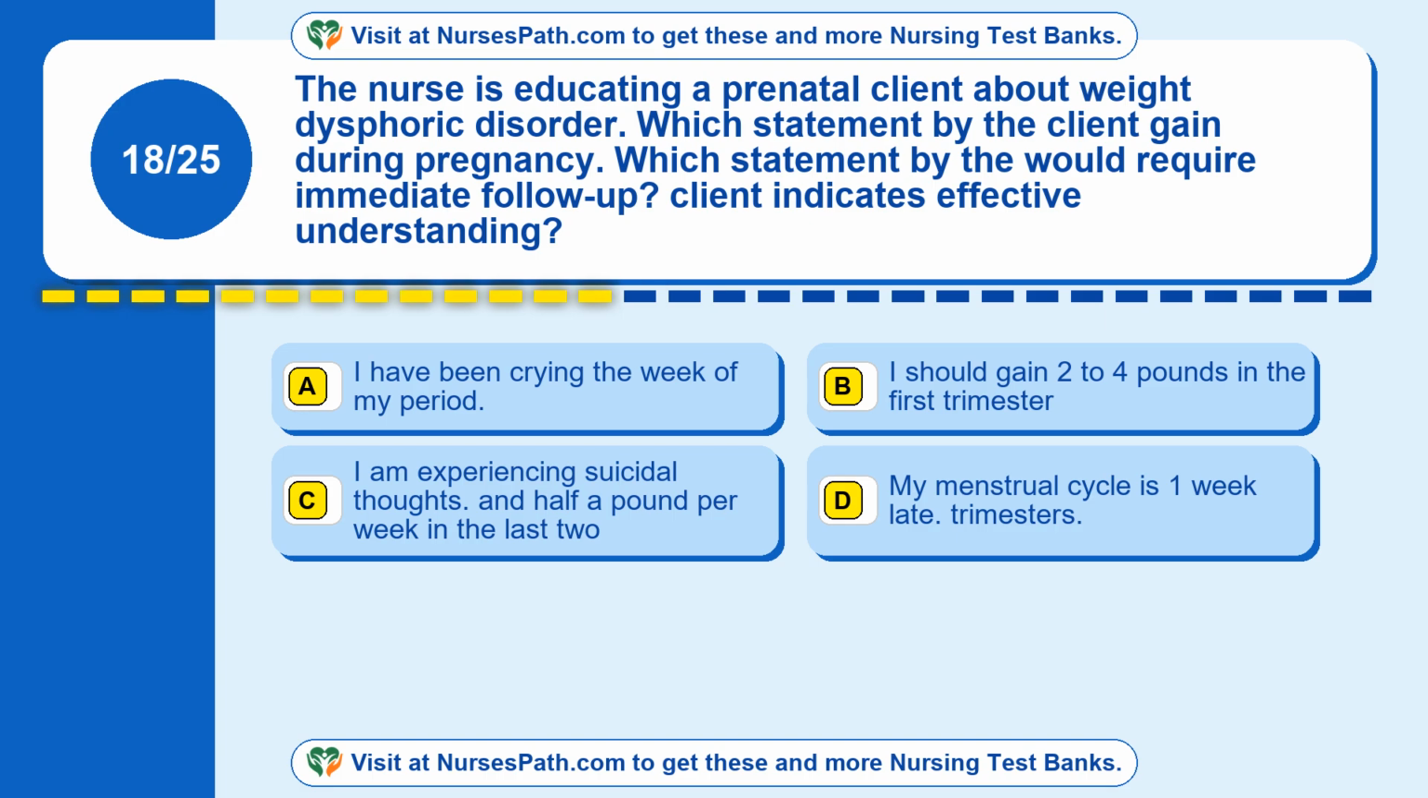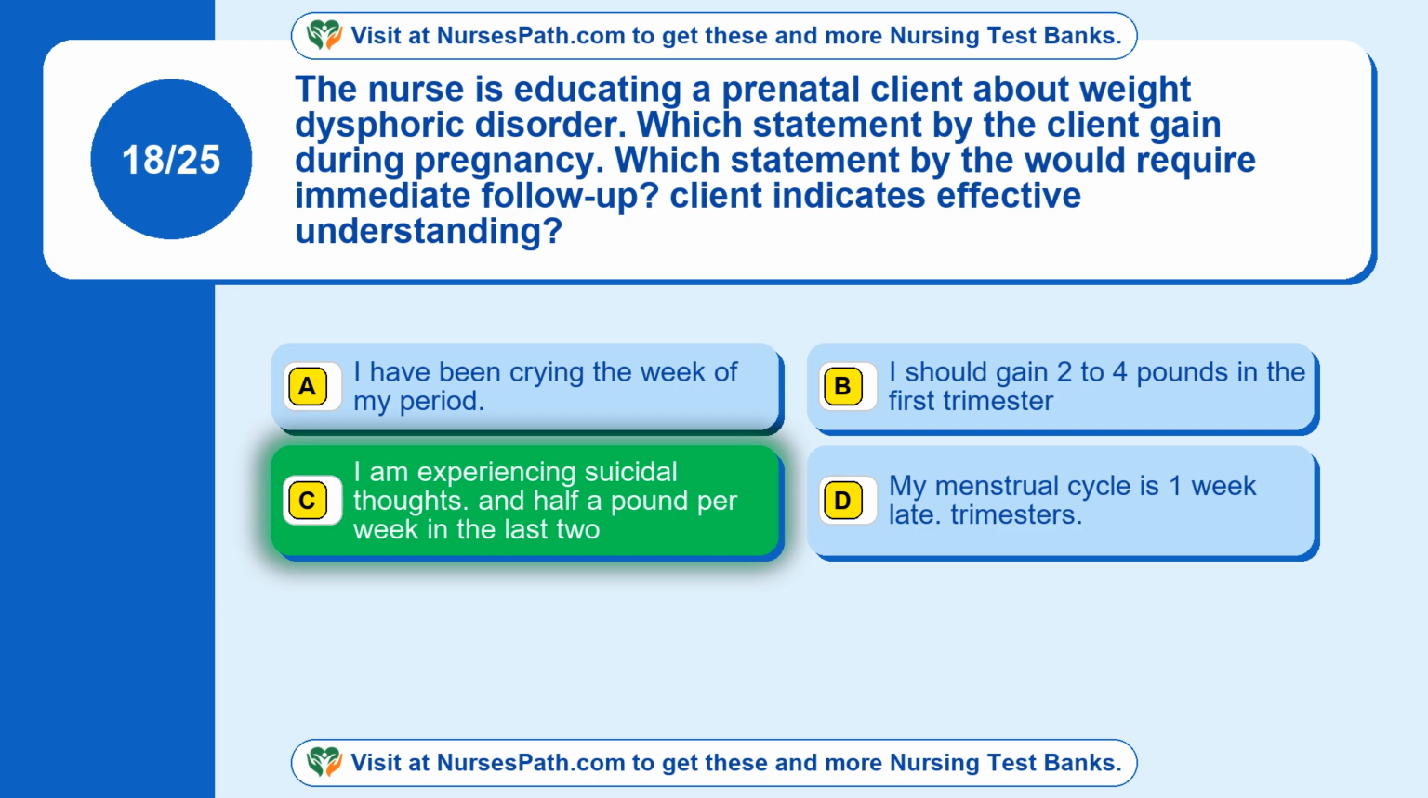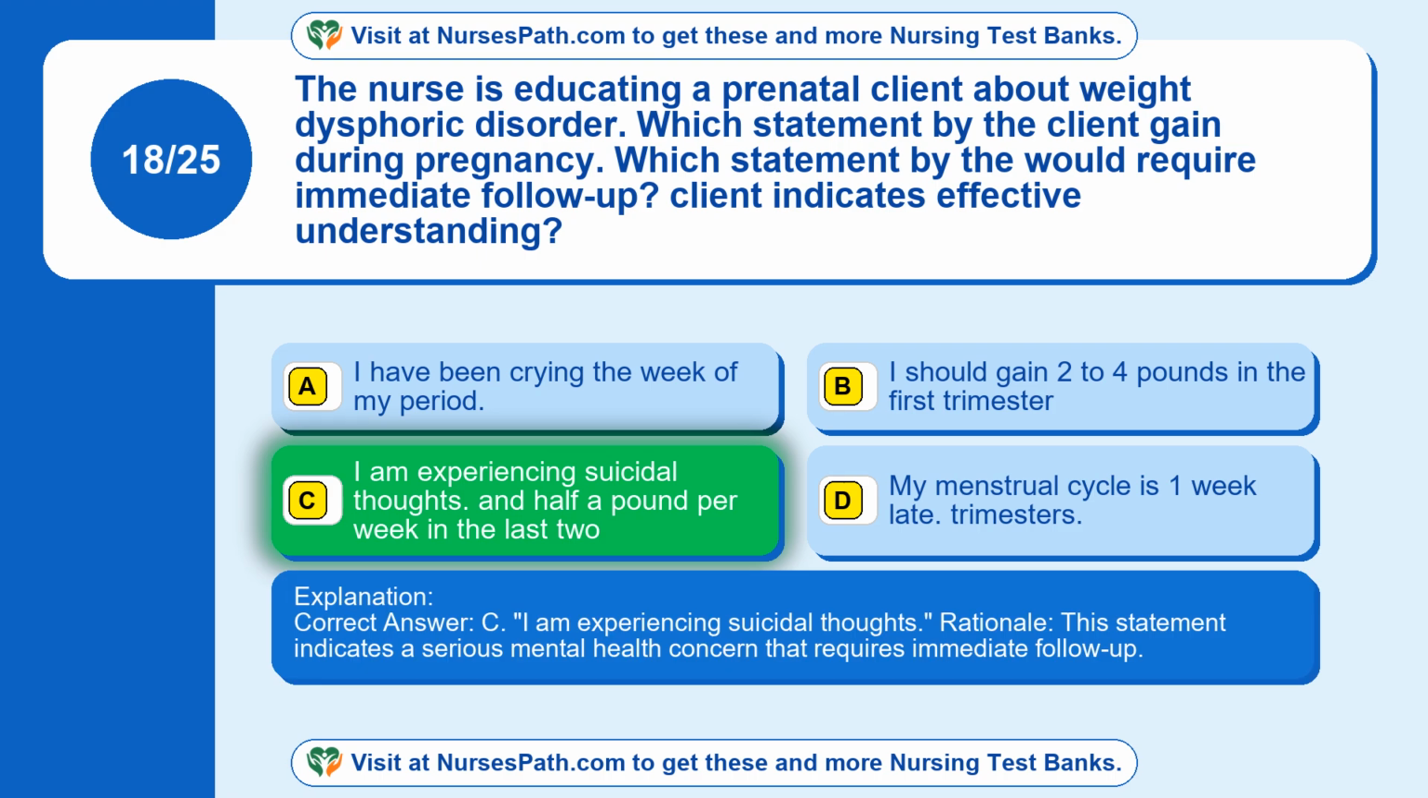Option B. I should gain 2 to 4 pounds in the first trimester. Option C. I am experiencing suicidal thoughts, and half a pound per week in the last 2 trimesters. Option D. My menstrual cycle is 1 week late. The correct answer is option C. I am experiencing suicidal thoughts. Rationale: this statement indicates a serious mental health concern that requires immediate follow-up.